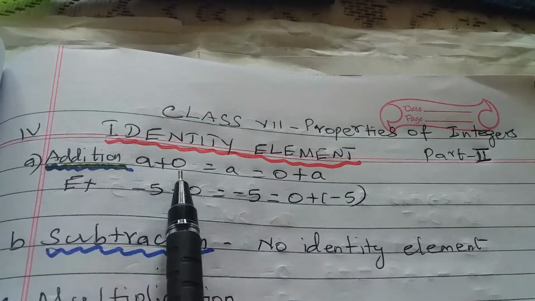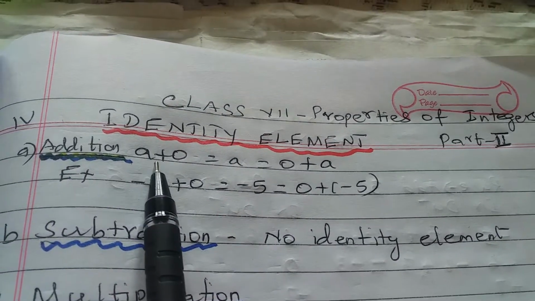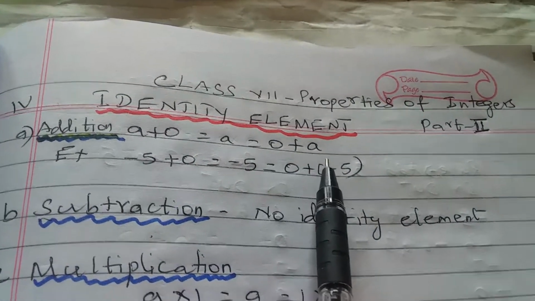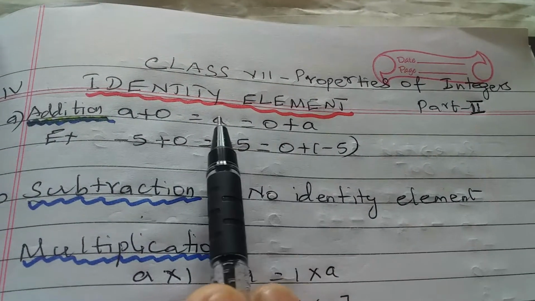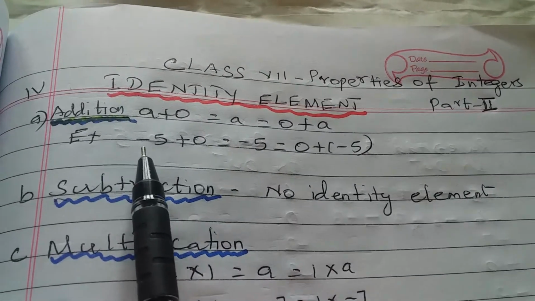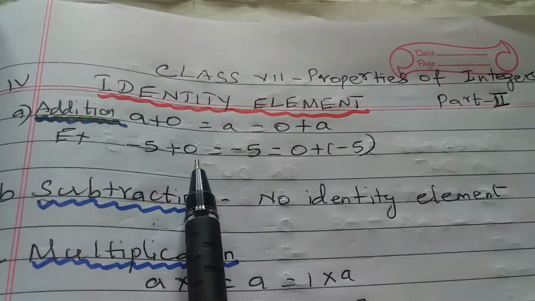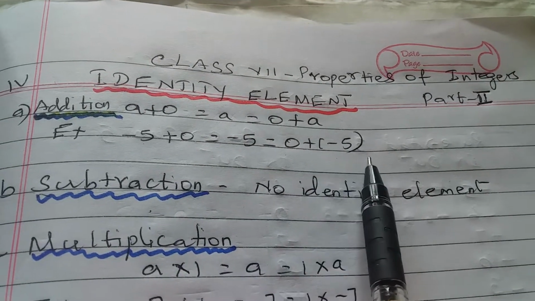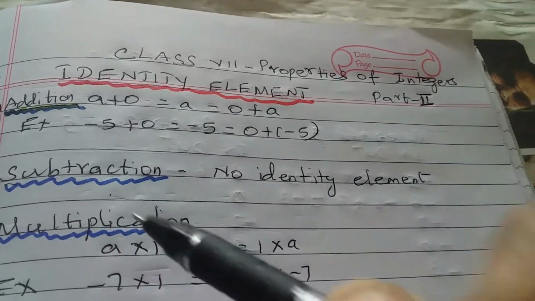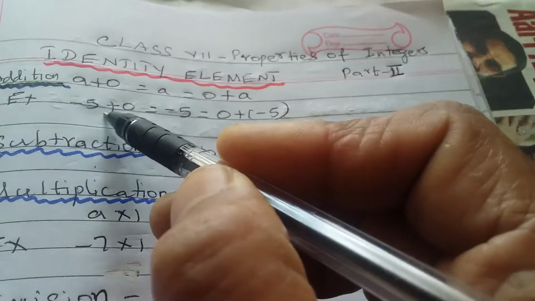For addition, suppose A is a number. With A you're adding 0, or with 0 you're adding a number A. However you add, the answer, the sum is A itself. For example, we are adding -5 plus 0, or 0 with -5. However you add, your answer is -5. That is, we are getting the number itself.